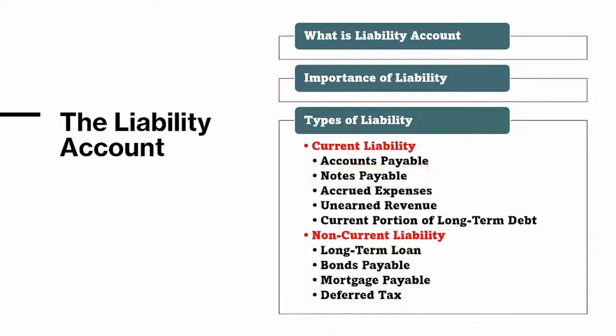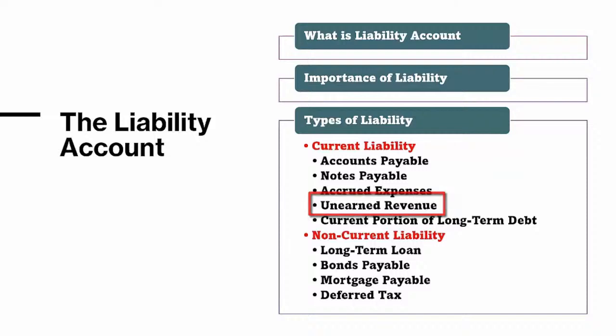For example, if the business borrows money for a short period to cover temporary expenses, this loan is recorded as a short-term liability. Accrued expenses. Expenses that the business has incurred but hasn't paid yet, like wages or utilities. For instance, if employees have worked but their salaries are due next month, the business records this as an accrued expense.